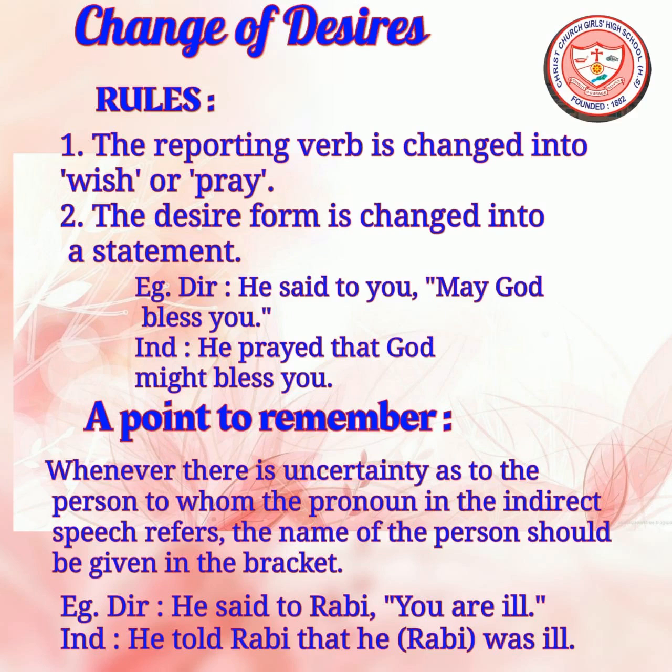Now, here is a point to remember. Whenever there is uncertainty as to the person to whom the pronoun in the indirect speech refers, the name of the person should be given in brackets. For example, he said to Rabi, "You are ill." And in indirect speech, you will write, "He told Rabi that he (Rabi) was ill."